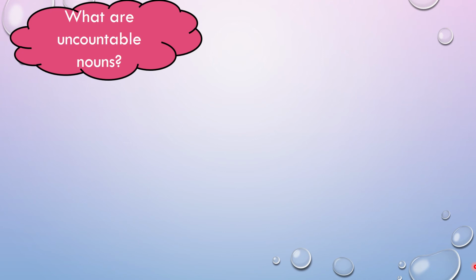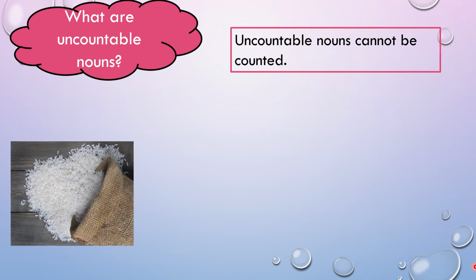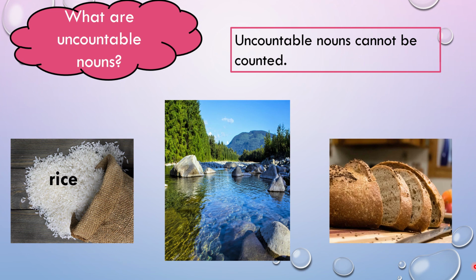What are uncountable nouns? Uncountable nouns cannot be counted. Here we have rice. There are too many little grains of rice to count. Next, we have water. Can you count water? No.